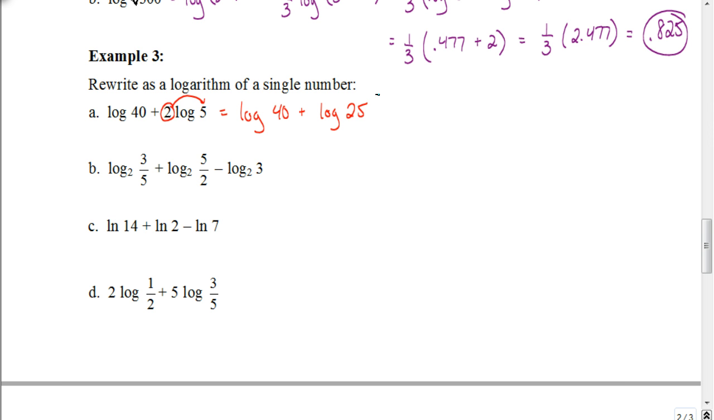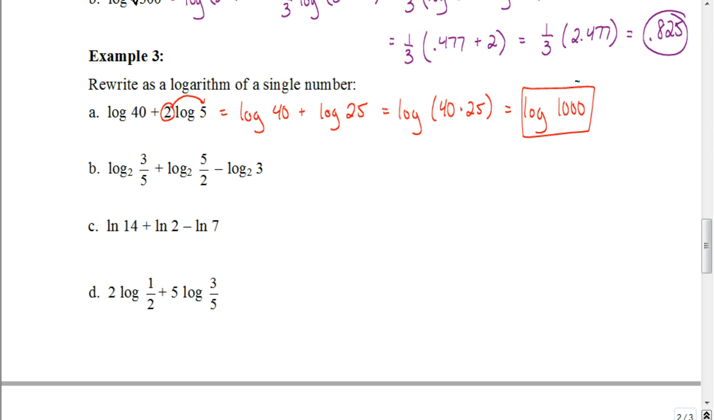And now we can use that property of a logarithm to say that since we're adding and the bases are the same, we're going to multiply these values together. So this would be the same as a log of 40 times 25. And since 4 times 25 is 100, 40 times 25 would be 1,000. So this would be the same as the log of 1,000. Now technically our answer would be 3, but that's not what they're asking us to do. They're asking us just to figure out how to write this as a single logarithm. So that would be my answer.